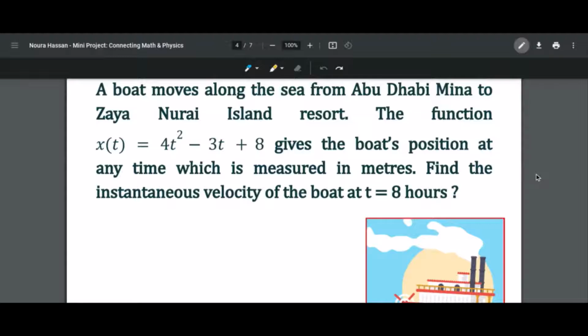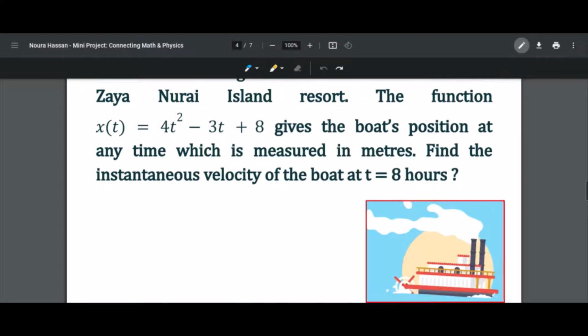A boat moves along the sea from Odabimina to Zayanori Island Resort. The function x of t equals 4t squared minus 3t plus 8 gives the boat's position at any time, which is measured in meters. Find the instantaneous velocity of the boat at t equals 8 hours.